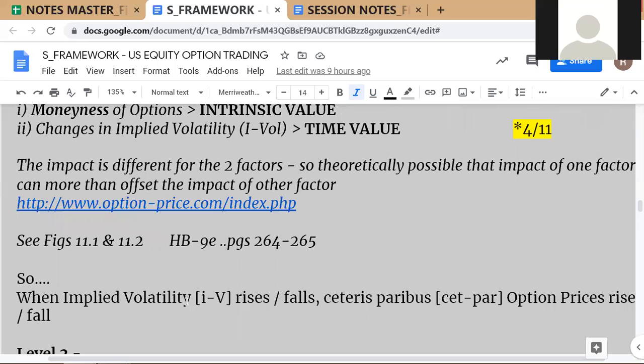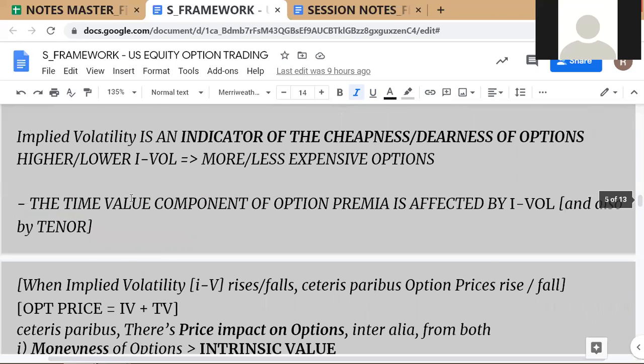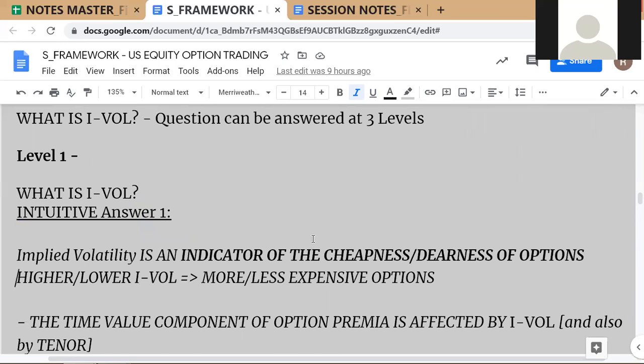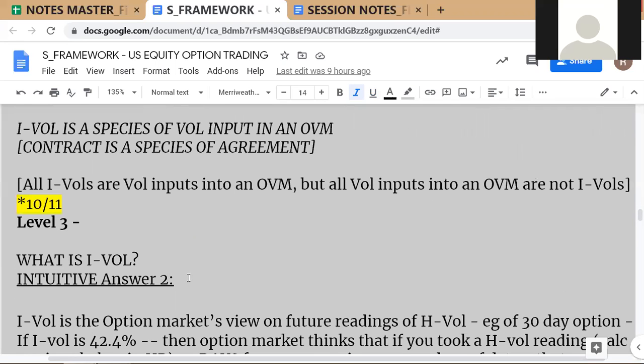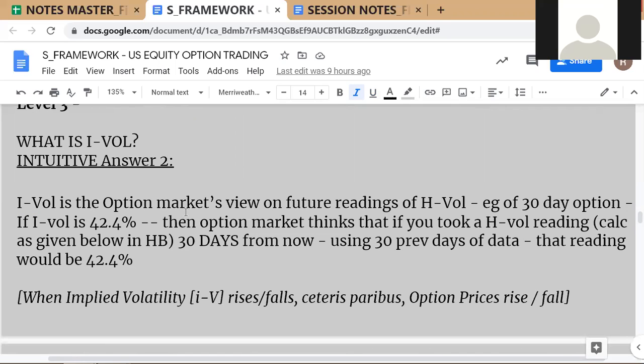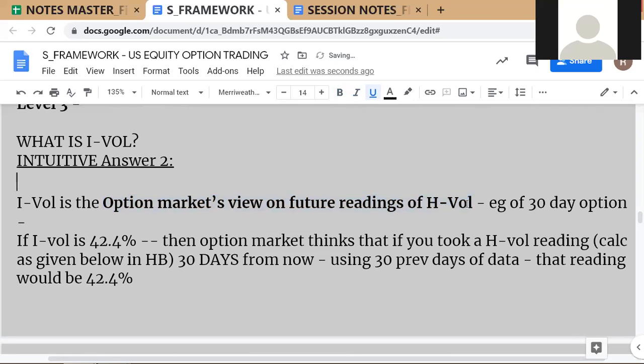First is the intuitive answer number 1. The second is a mechanical answer. And the third is the intuitive answer number 2. This is the intuitive understanding of implied volatility. This is basically what it is. This is the essence of this, okay?